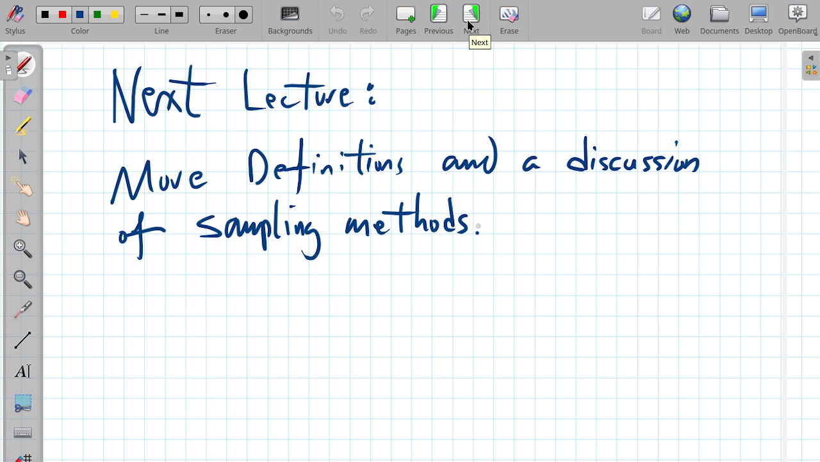And that brings us to the end. Let's talk about what's coming up next time. More definitions. There we go. So there'll be more definitions. We've already talked about some of them. And then we're going to have a bit of a discussion on sampling methods as well. That'll be next time I do another statistics lecture. It'll be a few days from now. On the Tutor Wizard channel.